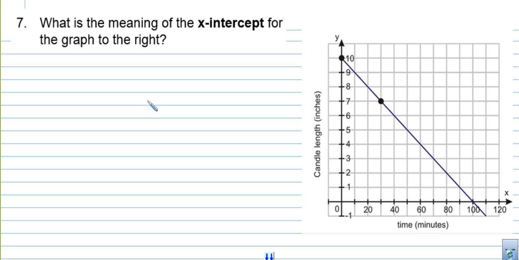Question number 7. What is the meaning of the x-intercept for the graph to the right? Okay? So the x-intercept happens right here. It's 100. So 100 is the actual number, but that's not what it asks for. Okay? It's on the x-axis, which stands for time. So the x here represents time, and that's in minutes. And the y-axis tells us the candle length.